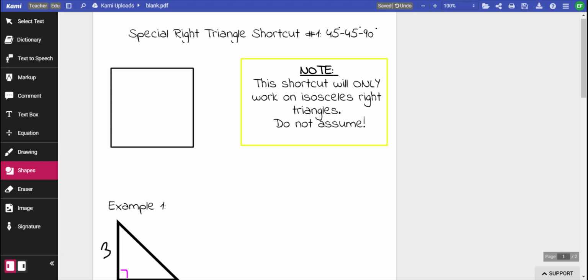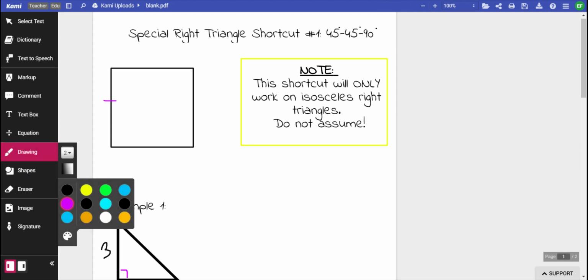square right here. This rule is based off of a square to start with because we know a few things about squares. First, we know that on a square, we have all of our sides congruent to each other. Second thing we know about a square is that we have 4 right angles.